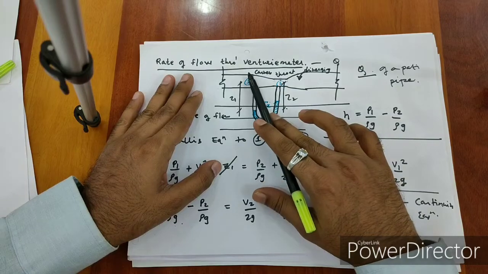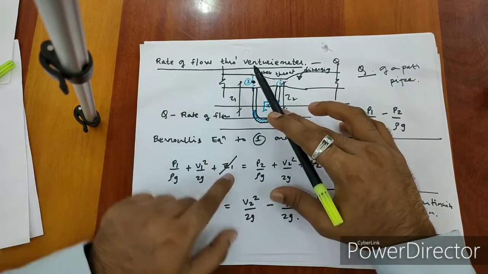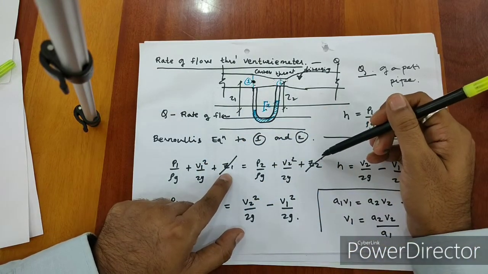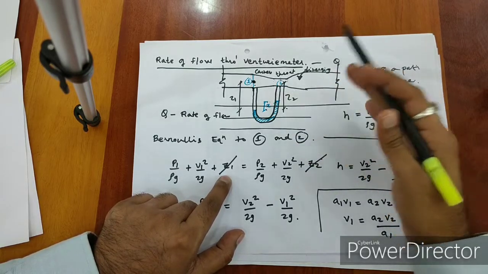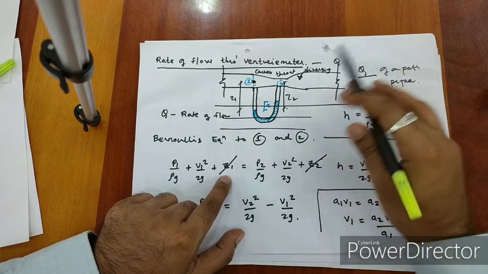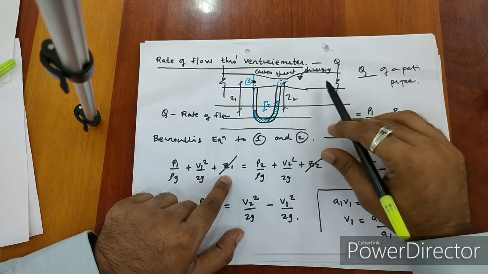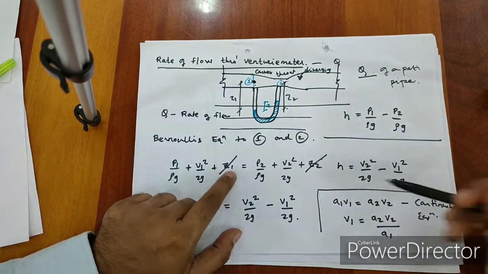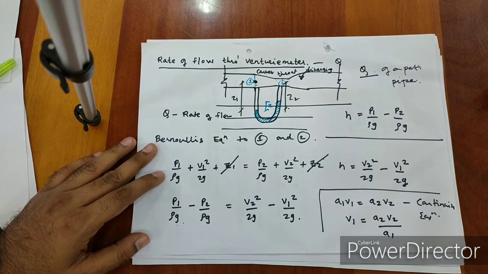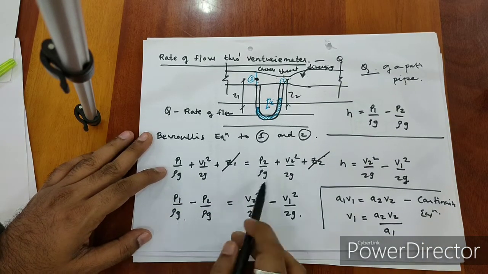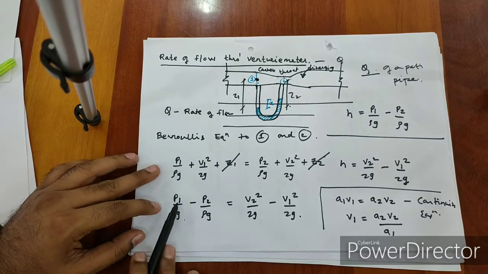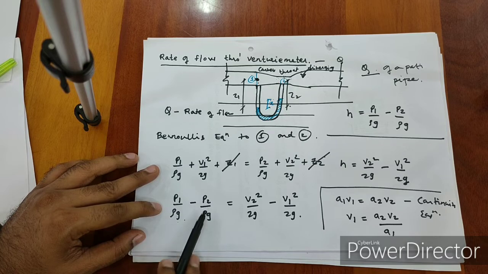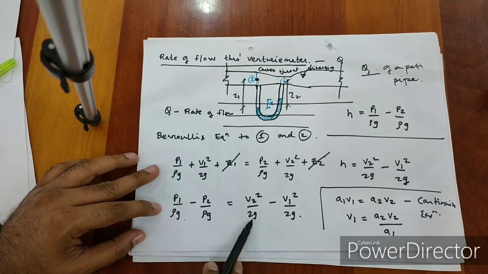In case of a horizontal Venturimeter, Z1 and Z2 will be the same. In case of a vertical or inclined Venturimeter, Z1 is not equal to Z2. We have taken the example of a horizontal Venturimeter, so Z1 equals Z2 and they cancel. Now we take P2 by rho g to the left hand side. So we have P1 by rho g minus P2 by rho g equal to V2 square by 2g minus V1 square by 2g.